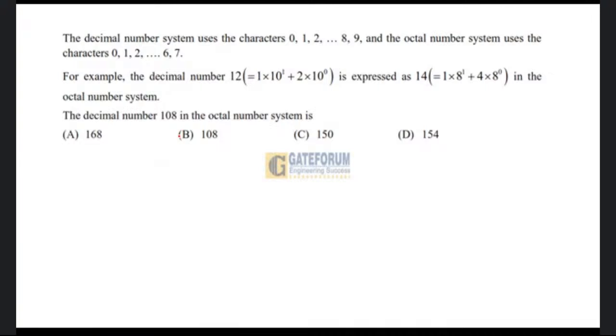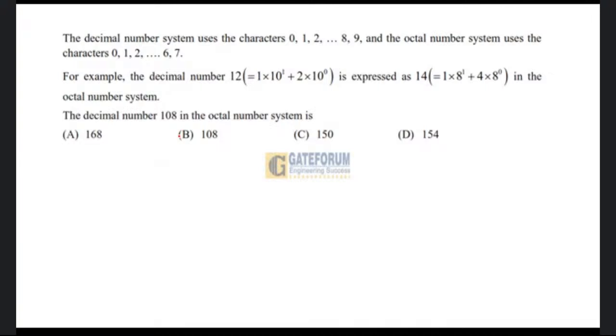So, for example, the decimal number 12, which is nothing but 1 into 10 to the power 1 plus 2 into 10 to the power 0, is expressed as 14. Why so? Because 1 into 8 to the power 1 plus 4 into 8 to the power 0 in the octal number system. I hope that is absolutely understood.